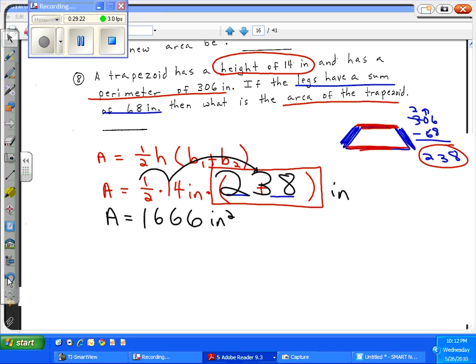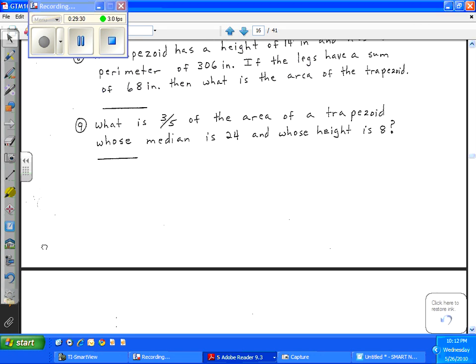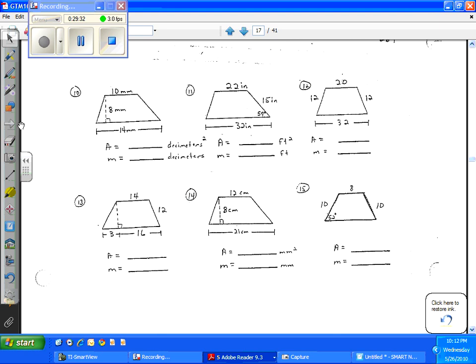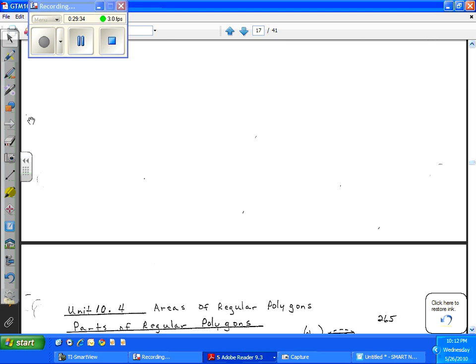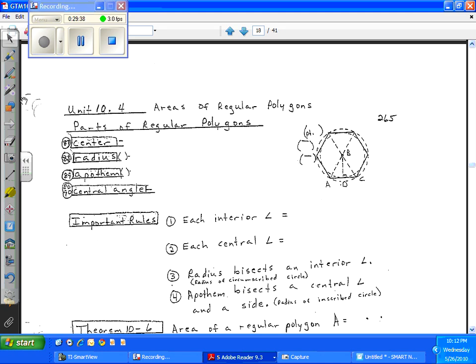Any questions on that? So got you thinking a little bit on these problems, we hope. That's the objective. And then there's some for you to practice on your own. And that brings us to the end of Unit 10.3.